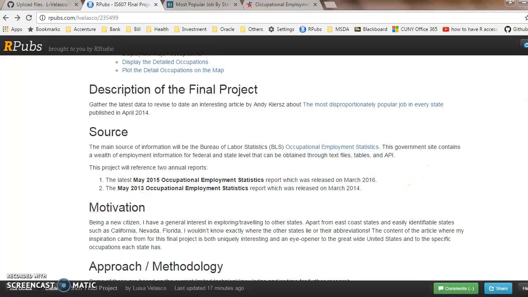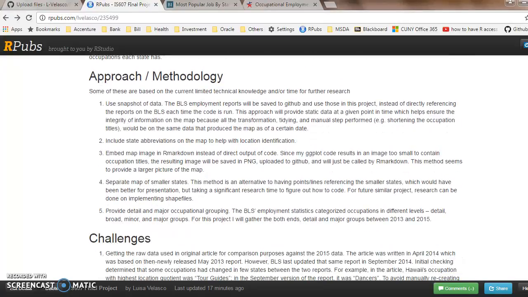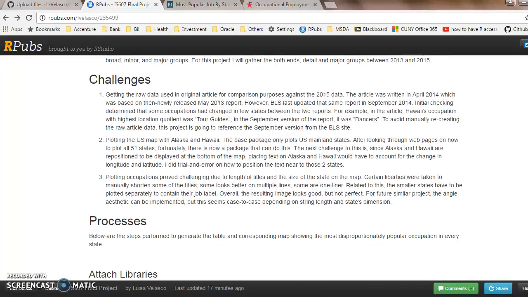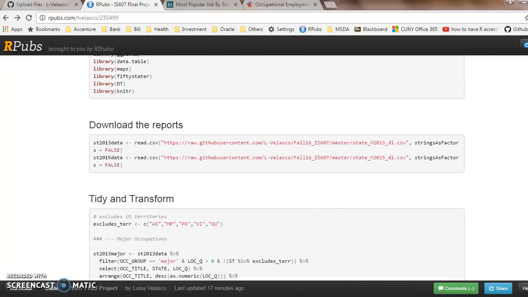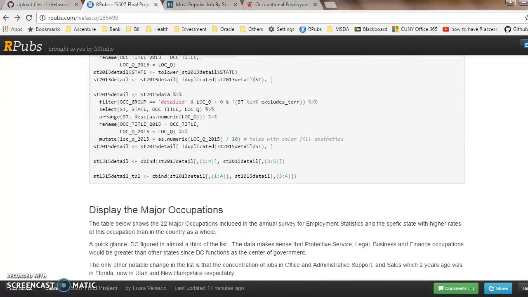My motivation is a general interest in exploring different states and the different jobs that each state has. I documented my approach and methodology and also the challenges. It's mostly on creating my map. The process is I download the report, I tidy and transform, and I did the list of occupations. I first did the major occupations.